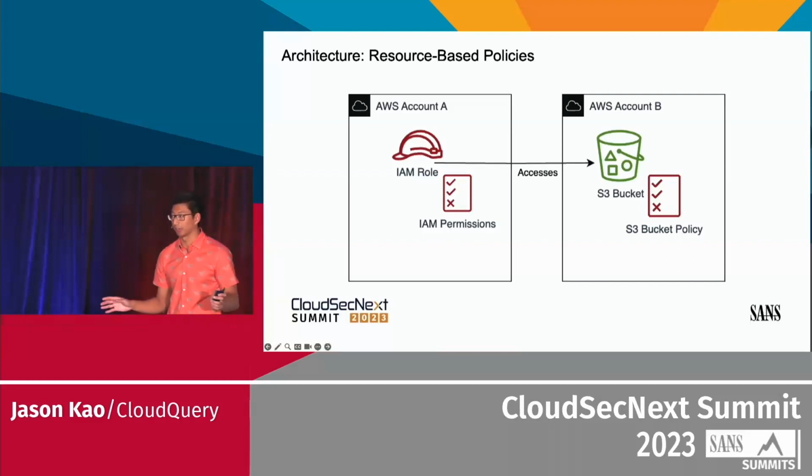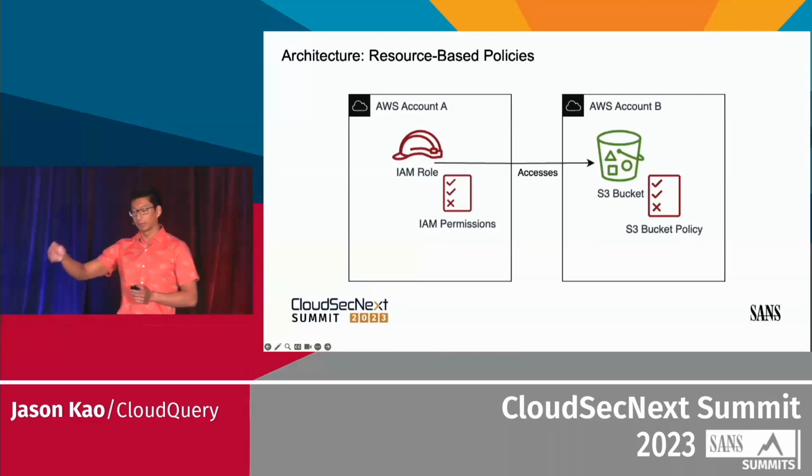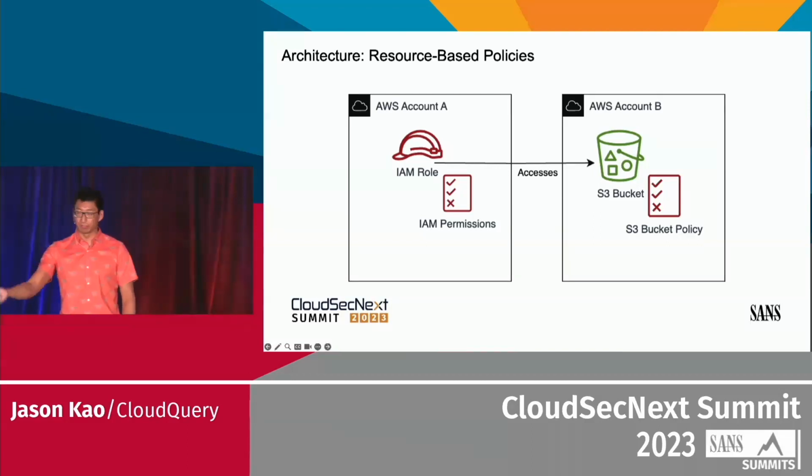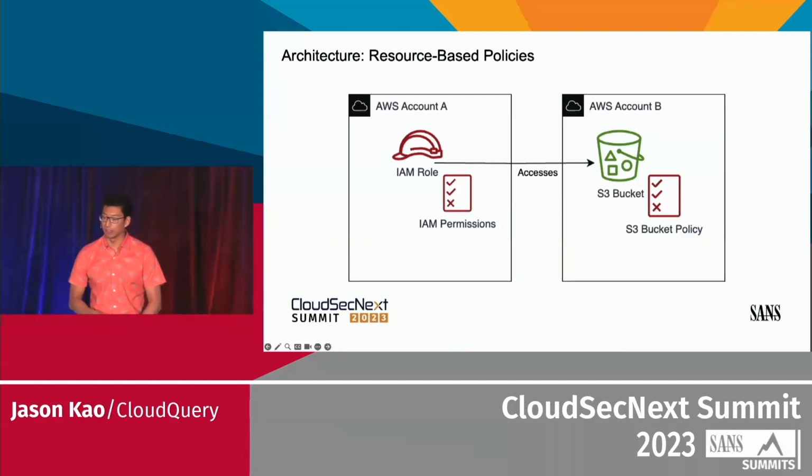We're not looking at KMS at all here. But what happens, the S3 bucket will have an S3 bucket policy, an IAM role in a different account can access the S3 bucket, assuming the permissions in account A permit it, and also assuming the permissions in account B on the S3 resource-based policy permit it as well.